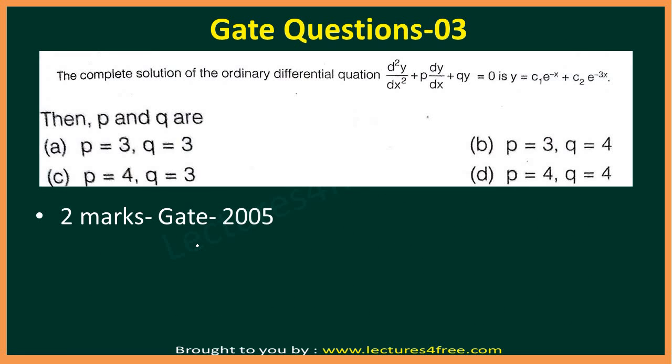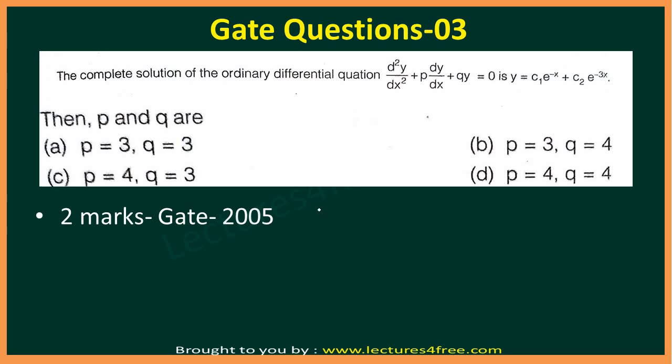Let's see one more question. This question was asked for 2 marks in GATE 2005. Here also you are given one equation. The complete solution of the ordinary differential equation d square y by dx square plus p dy by dx plus qy is equal to 0 is given to you, and you have to calculate the value of p and q.